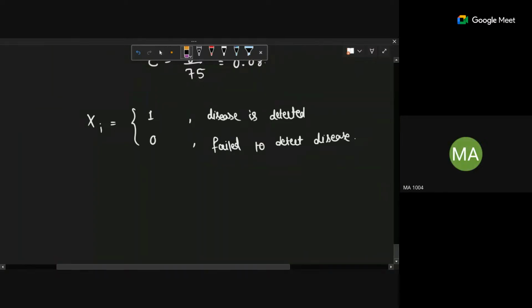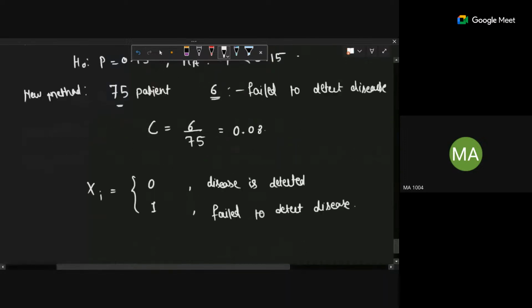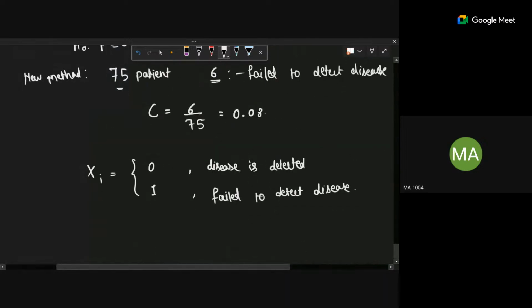Ma'am, it's a little bit confusing. Can you explain it again? Yeah, sure. I replaced 1 and 0. Why is it so? Because we are interested in the probability of failing the detection of disease, right? That's why I changed it. Okay, so let's start again.